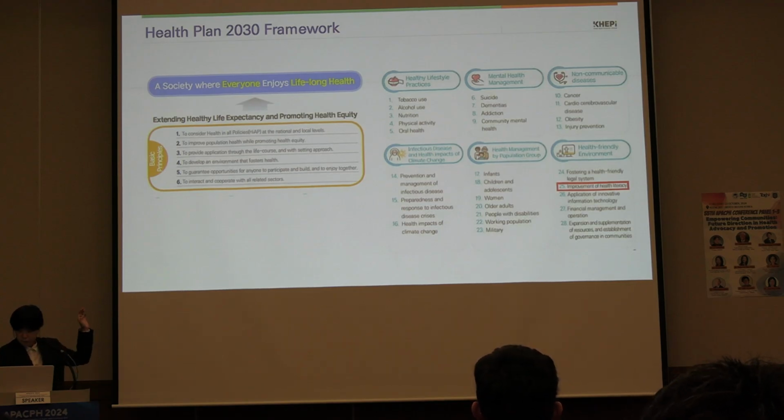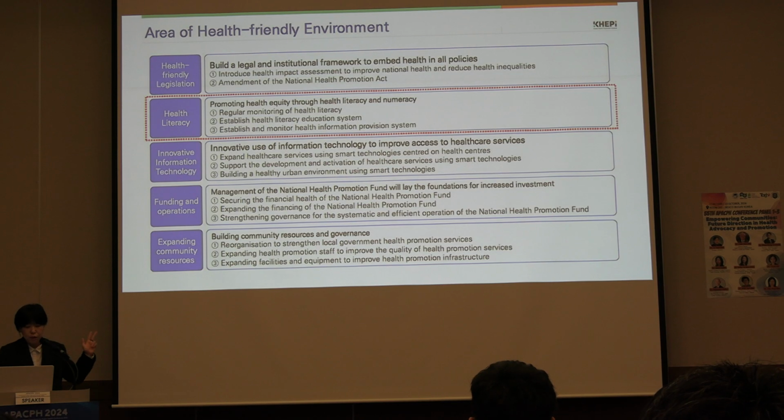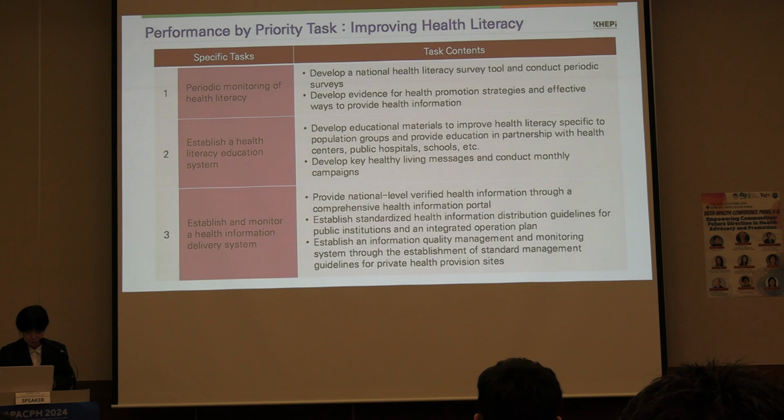In the health-friendly environment area, the 25th key task is improving health literacy. So I will talk about that. For promoting health equity through health literacy, we have three things in the action plan. One is regular monitoring of health literacy, the second is establishing a health literacy education system, and the third is establishing and monitoring a health information provision system. That is the task content.